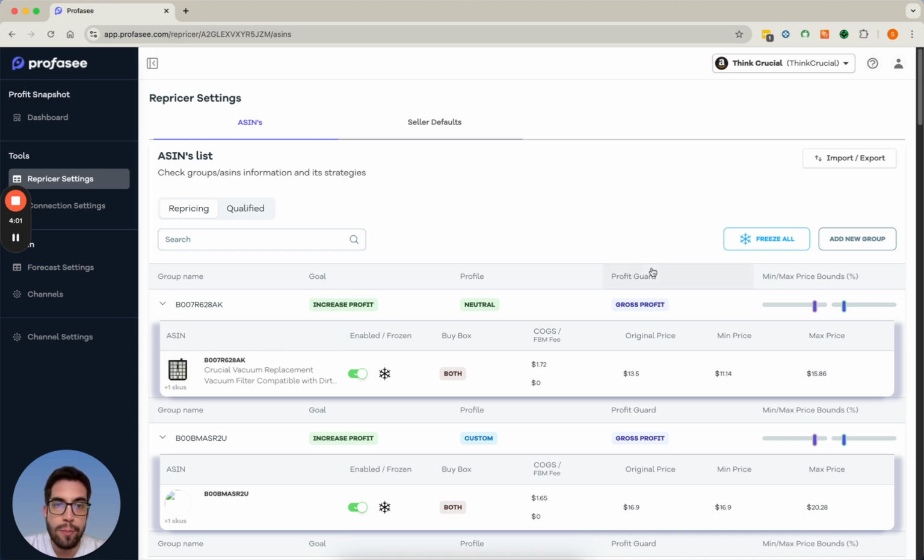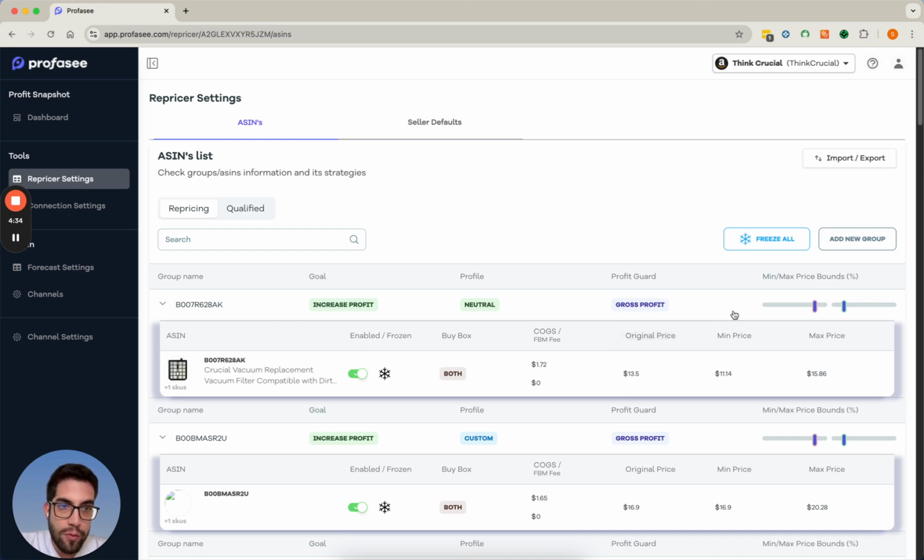Then we have the profit guard, or profit security, section. This always ensures that your prices are on a positive margin. When we talk about net profit, the price is at least 2.5% above your net costs, which are landed costs, FBA, FBM fees, referral fees, plus ad spend. Gross profit is the same: it's 2.5% above your gross costs, so landed costs, FBA, FBM fees, and referral fees, with no ad spend.